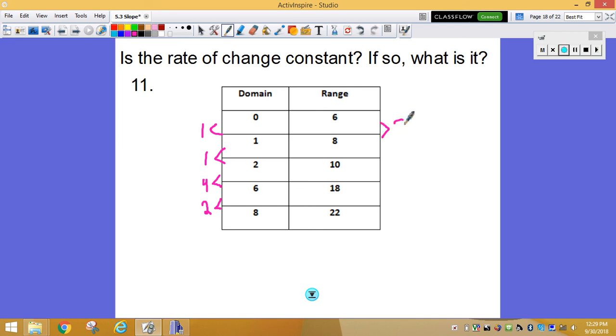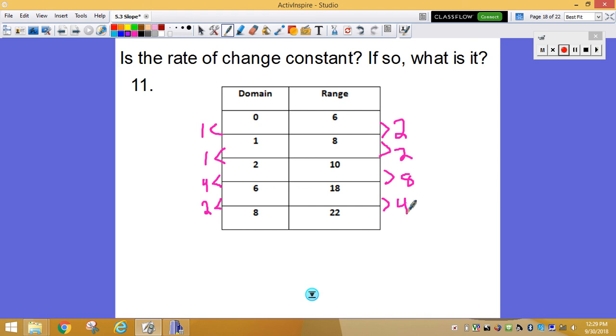To get from 8 to 6, we go up by 2. 8 to 10, we go up by 2. 10 to 18, we go up by 8. 18 to 22, we go up by 4. Okay, so here's the big deal, why we couldn't. My x's are all different, right? I got 1, 1, 4, 2. But so are my y's.